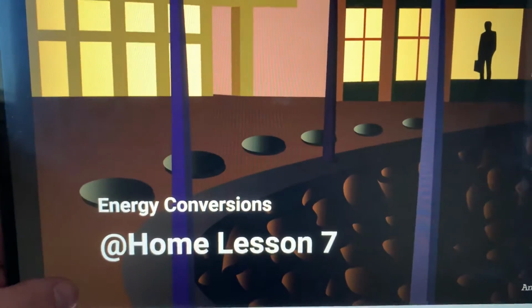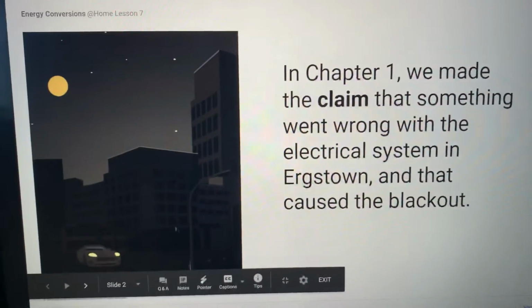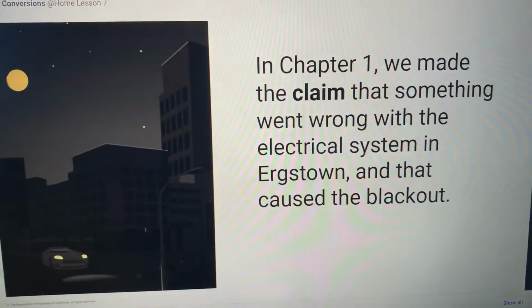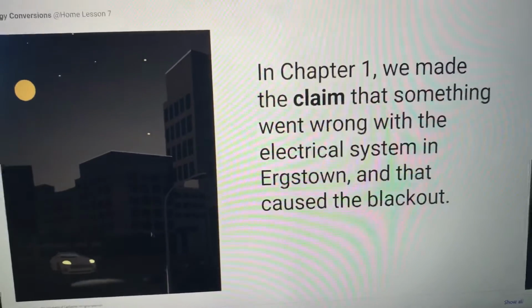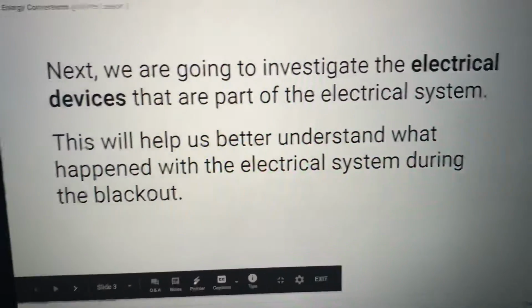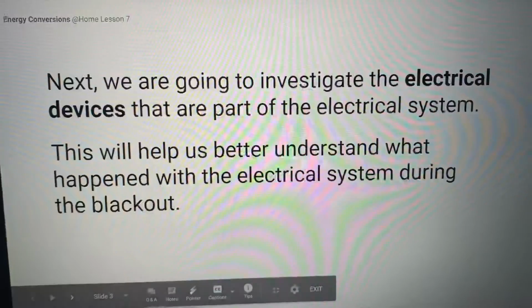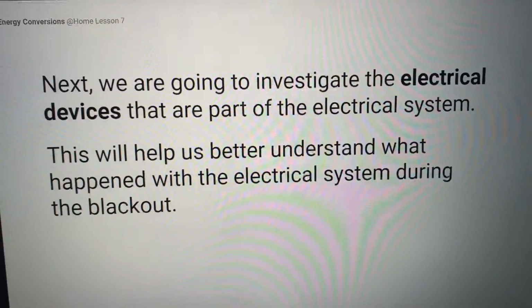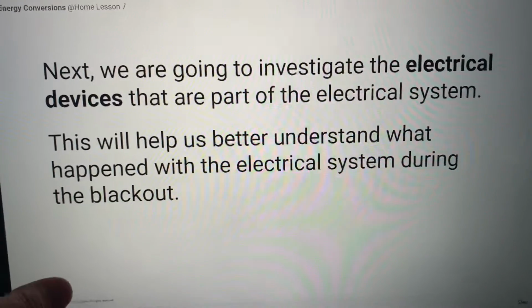So the first couple of slides of your science lesson are a review. We've already talked about these things. It says in chapter 1, we made the claim that something went wrong with the electrical system in Ergstown, and that is why they keep having the blackout. Next, we are going to investigate the electrical devices that are part of the electrical system. This will help us better understand what happened with the electrical system during the blackout in Ergstown.